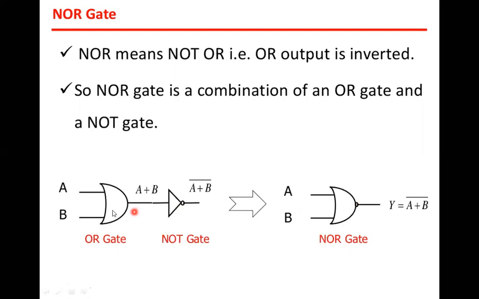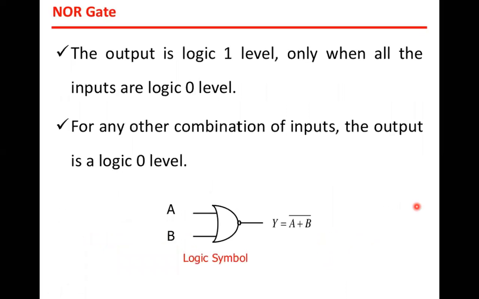So the only difference between the OR symbol and the NOR symbol is that here you have a bubble. A and B are inputs, so Y will be A plus B whole bar. This is the symbolic representation of a NOR gate.